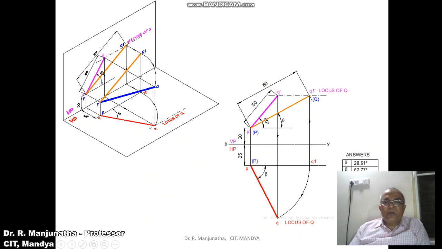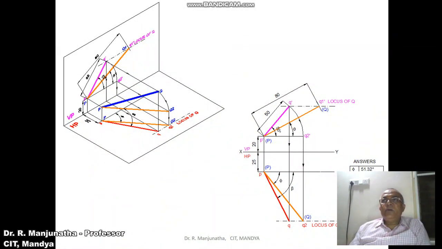Once you get the locus of Q, now we need to find the top view true length. For that, you take the front view, rotate it and make it parallel to the XY line in the front view. Its corresponding top view is projected onto the locus of Q in the top view. You will get Q2. Then join PQ2, which will be the true length in the top view. As we know, when the front view is parallel to the XY line, its corresponding top view will be in true length.